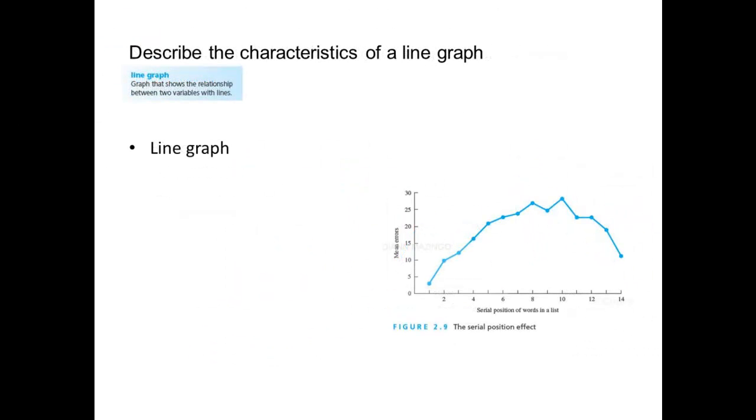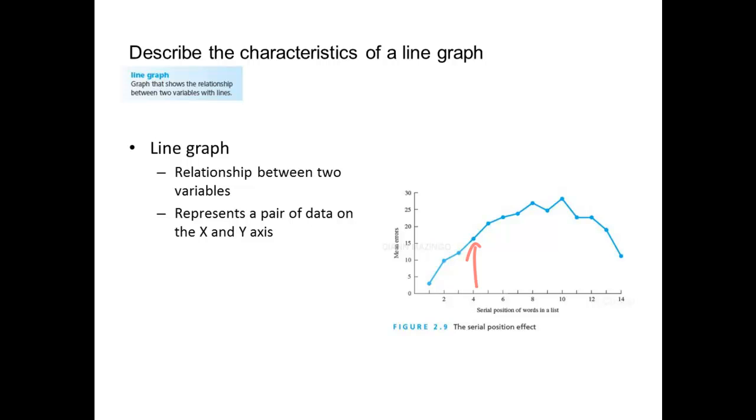Finally, Spatz introduces line graphs in Chapter 2 as a means to show the relationship between two variables. The dots on a line graph represent a pair of data on the x and y axes. Both of these variables must be quantitative and continuous, that is, interval or ratio level.